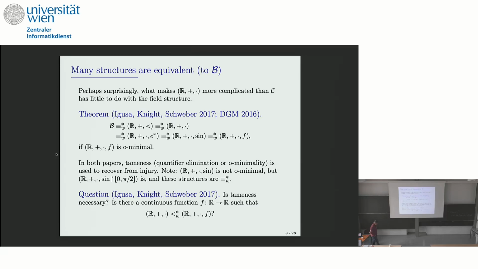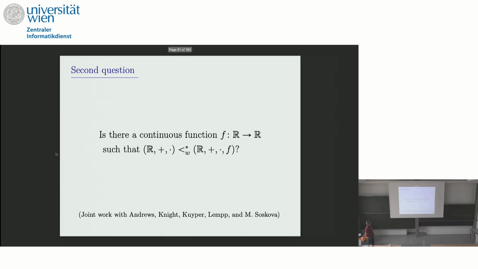So they asked, is that tameness necessary? Or is there some bad continuous function that gives you an extension of the reals that's strictly higher? And this is our second question. And like I said, I'm not going to leave you in suspense. The answer is no. In fact, every continuous extension of the reals is going to be equivalent to the field of reals. That tameness was not necessary. It just happened that both papers kind of didn't get the right method and used a little bit more than we needed.